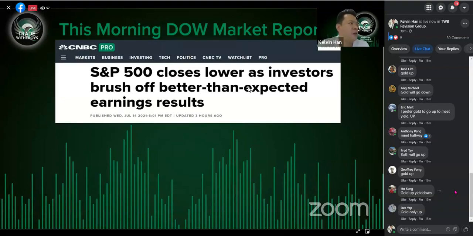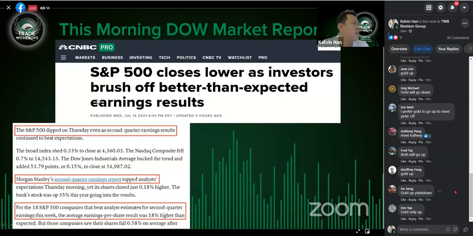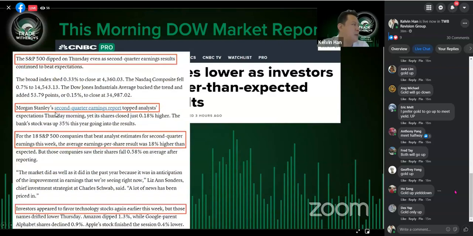Okay, S&P 500 closed lower as investors brush off better than expected earnings results. Now, why do I want to cover this? Because you must understand that Morgan Stanley came up with better earnings than expected. So all the banks are doing well. But interestingly, the banks don't go up much after the earnings. So that's something of concern. Then the majority of the companies, 18 of them now, have beaten the estimates, right? But you notice that the S&P is not going up, right? So again, there's a question mark here.